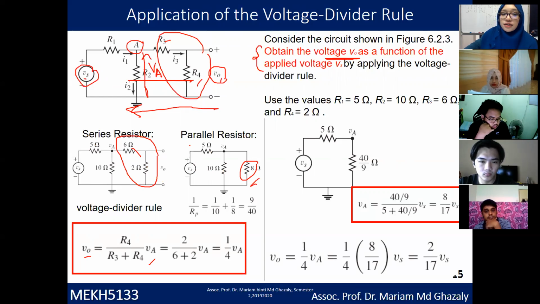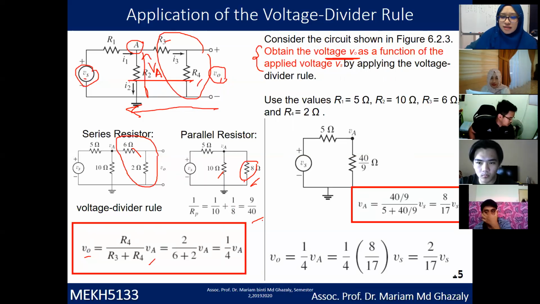Then from here, you see that it becomes a parallel circuit, with parallel resistors 10 and 8. So get the equivalent here. Assuming we call it RP, 1 over RP is equal to 1 over 10 plus 1 over 8. So you get 9 over 40.